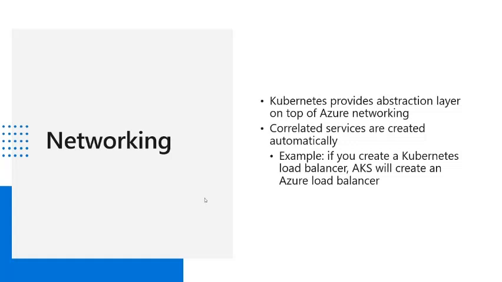Then there comes networking. Kubernetes provides an abstraction layer on top of Azure networking to allow access to your applications or for application components to communicate with each other. Kubernetes provides an abstraction layer to virtual networking. Kubernetes nodes are connected to a virtual network and can provide inbound and outbound connectivity for pods. The kube-proxy component runs on each node to provide these network features.